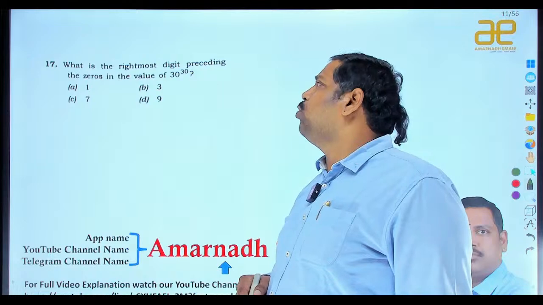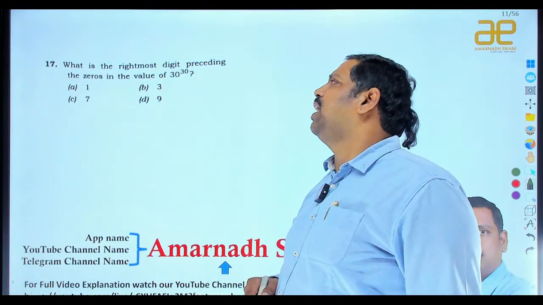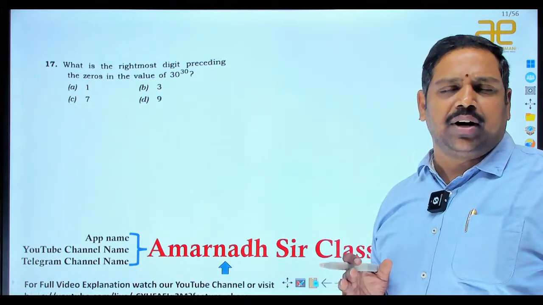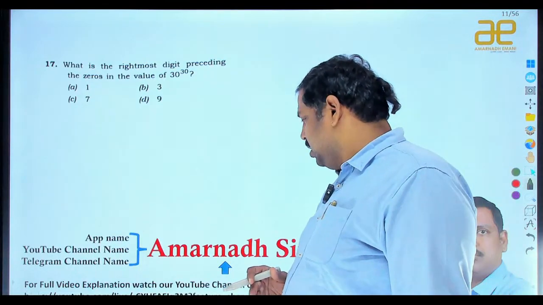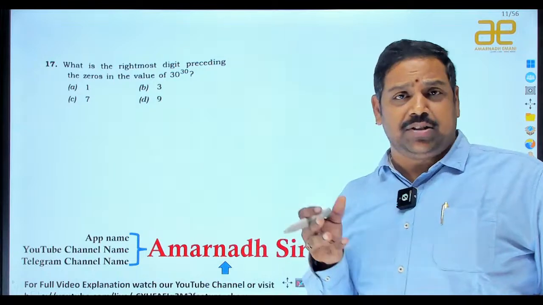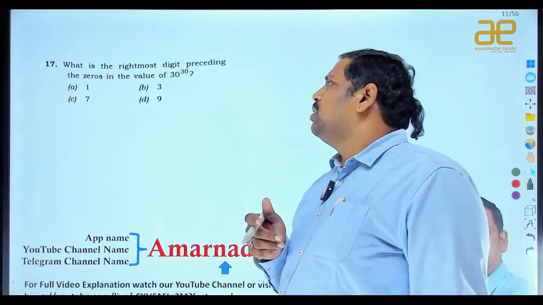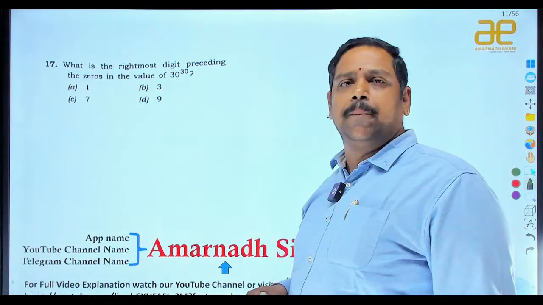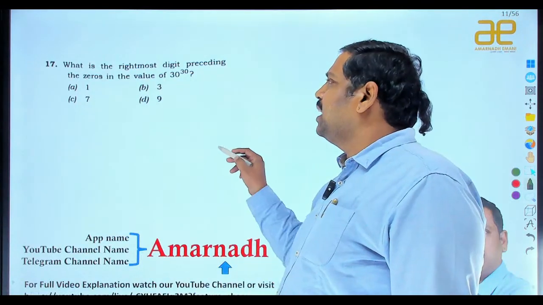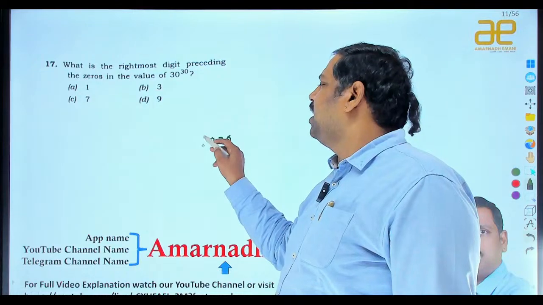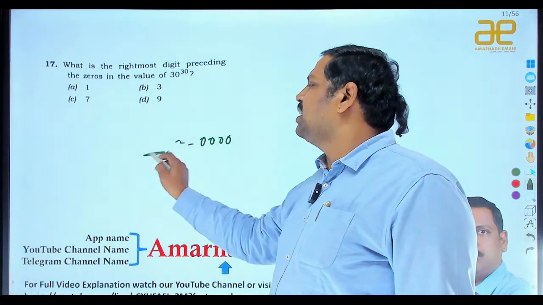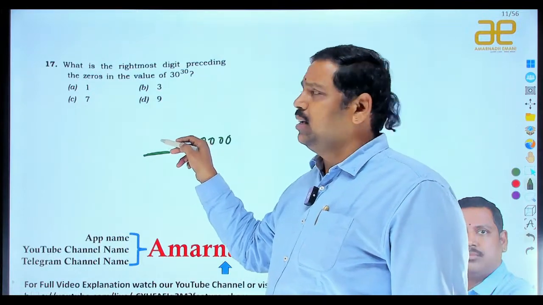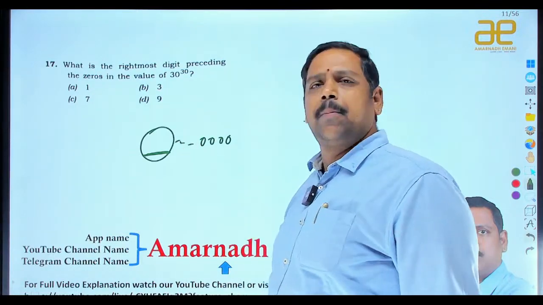What is the rightmost digit preceding the zeros in the value of 30 power 30? Yeah, it is a beautiful question that you can understand very well. So this type of indirect questions that he is asking. Rightmost digit preceding the zeros in the value of 30 power 30. If you take 30 power 30, definitely some zeros you will get, right? After that, you will get a number here: 1, 2, 3, 4, 5, 6, 7, 8, or 9, right? So what is that digit he is asking?